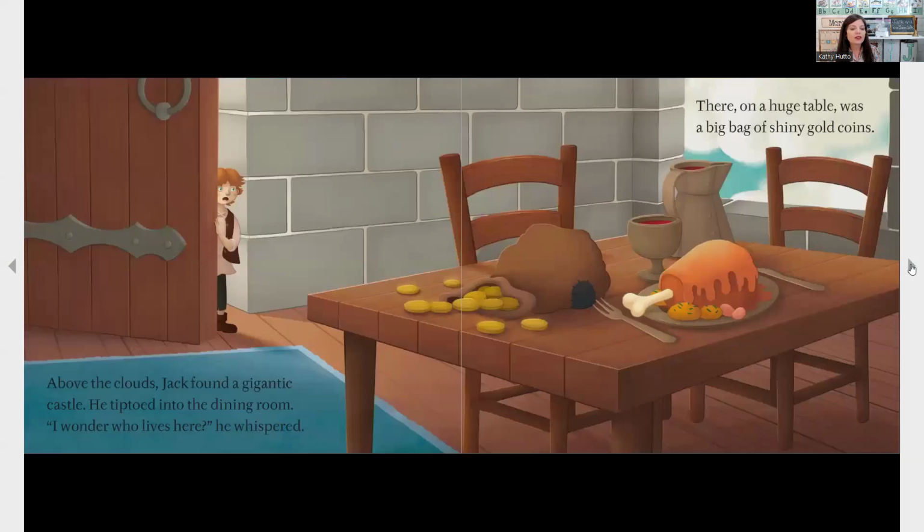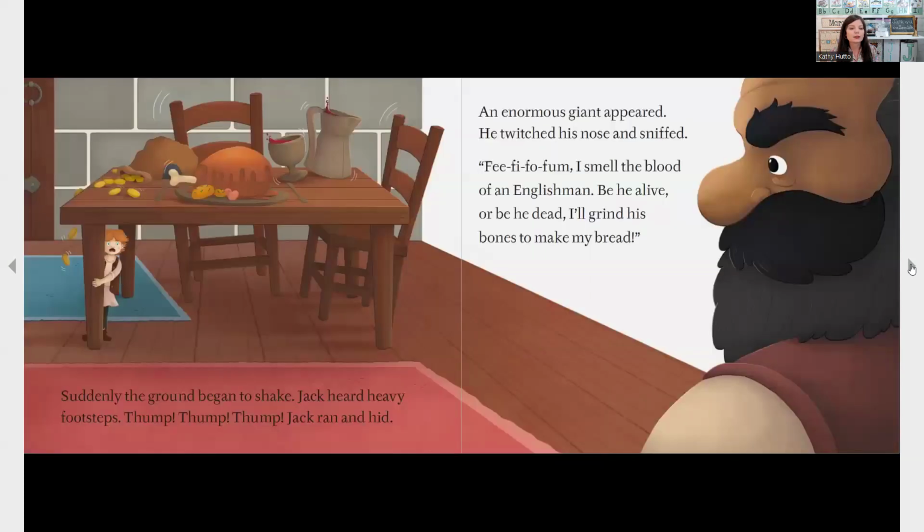Above the clouds, Jack found a gigantic castle. He tiptoed into the dining room. "I wonder who lives here," he whispered. There, on a huge table, was a big bag of shiny gold coins. Suddenly, the ground began to shake. Jack heard heavy footsteps. Thump, thump, thump. Jack ran and hid. An enormous giant appeared.